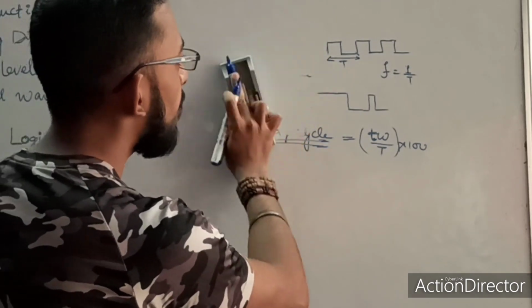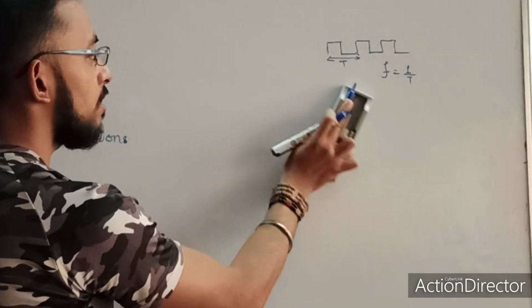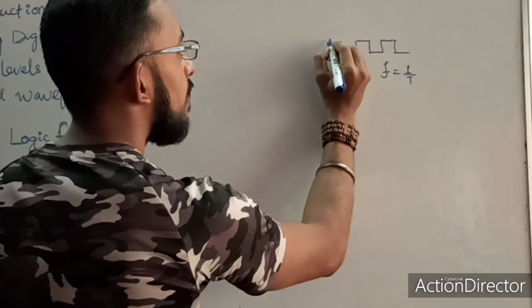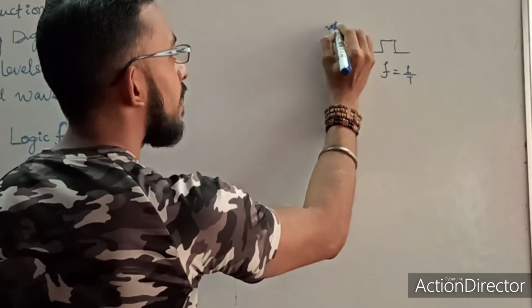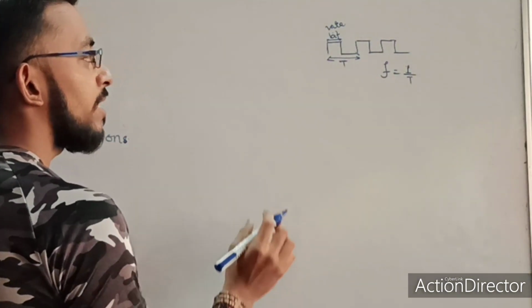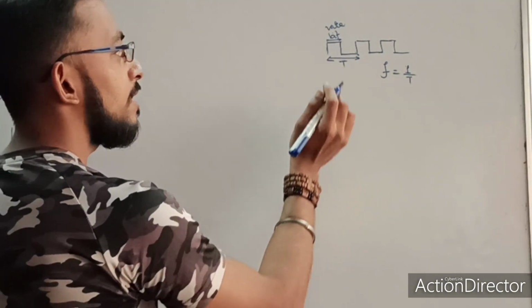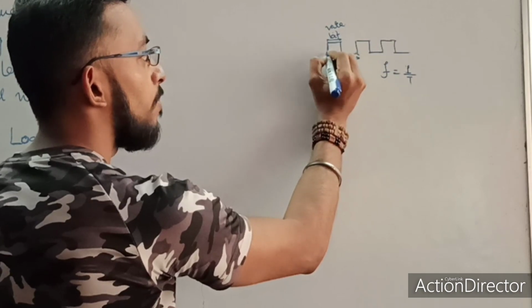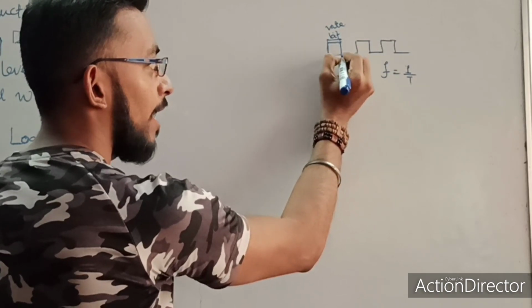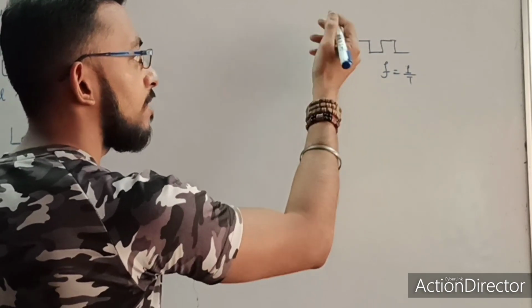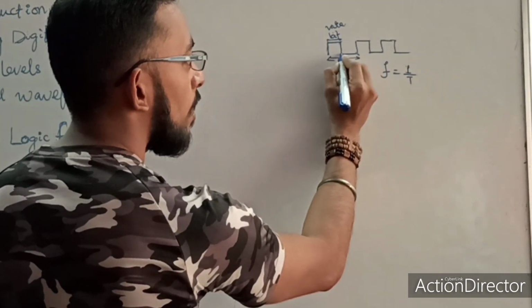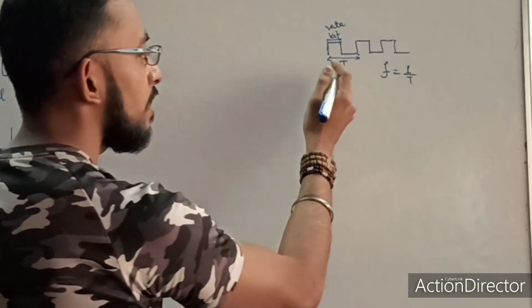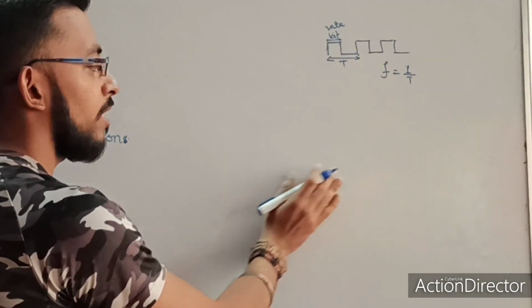Now in a pulse, this is called the bit rate. Bit rate means the time interval needed for a pulse to complete, that is from low to high and back from high to low. That is one cycle complete, that is one pulse, and it is called the bit rate. This is also one bit rate. We will see how a bit rate is included in a signal.